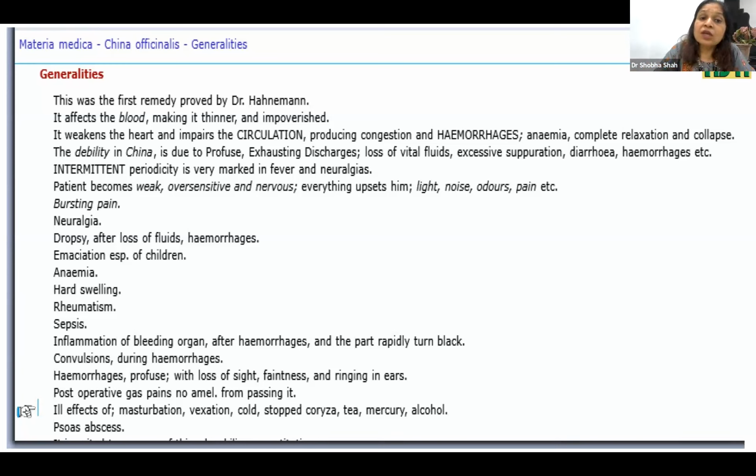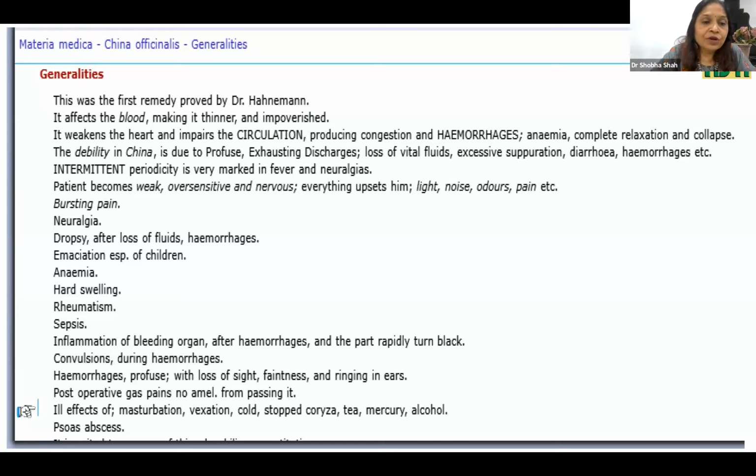Another thing which is very characteristic of China in general is the debility and the weakness, which is due to profuse exhausting discharges and ailments from loss of vital fluids, which is very, very important in China. The intermittent and the periodicity of China, it also has affinity for neuralgic pains. And patients who become weak, they become oversensitive and nervous to all the external stimuli like light, noise, odor, pain, etc. There are bursting pains because of the neuralgia.